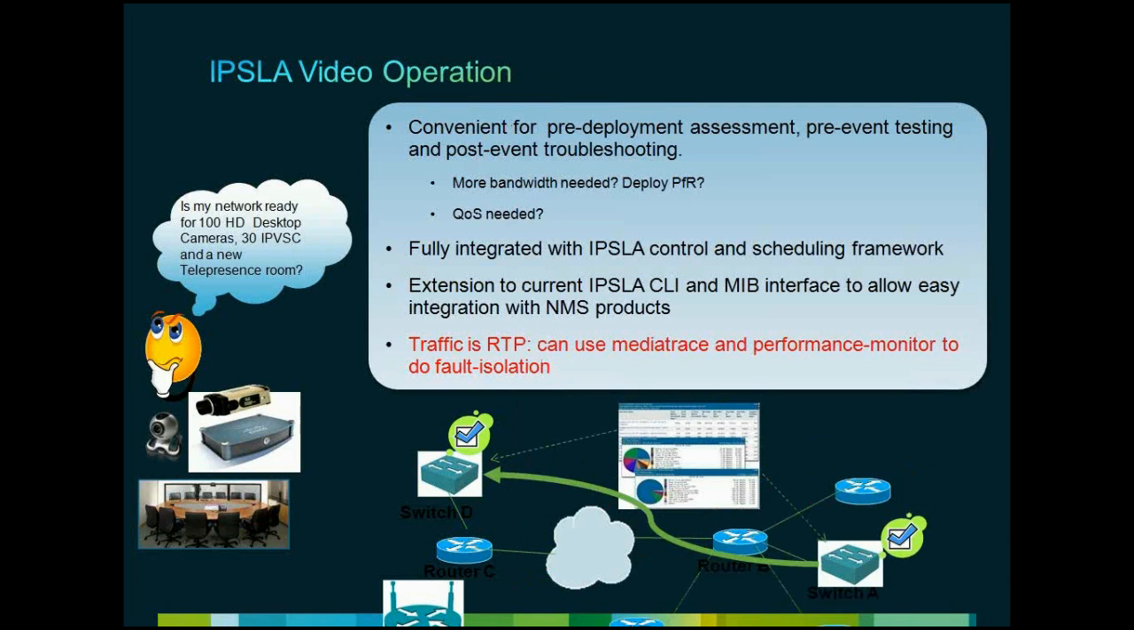Yeah, so I talked about the situations here. It's a pre-deployment assessment, so this would allow you to answer questions like: do I need more bandwidth? Should I deploy PFR? Is QoS configured right? Or is my network ready for this many desktop cameras? It's fully integrated with IPSLA control and scheduling, and the traffic is RTP. So again, like I said, you can actually use MediaTrace and Performance Monitor to do fault isolation.